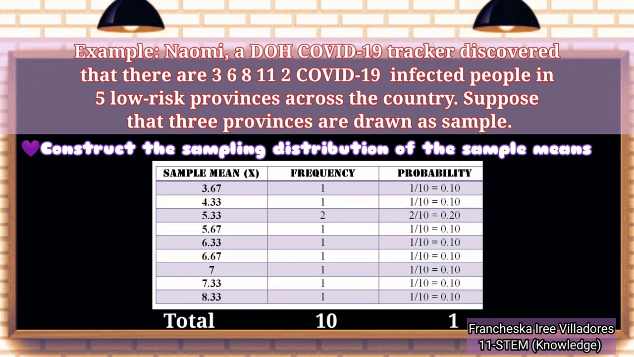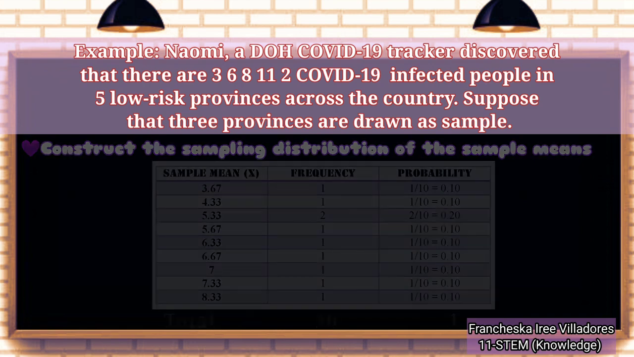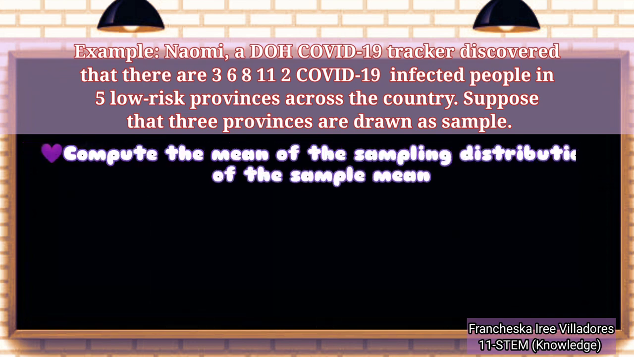Isa lang ang naulit sa atin, which is yung 5.33. Then the probability is 1 over 10, 1 over 10, 2 over 10, or 0.20, and so on. Then, ang probability natin ay dapat equal siya sa 1. Next, we're going to compute the mean of the sampling distribution of the sample mean.